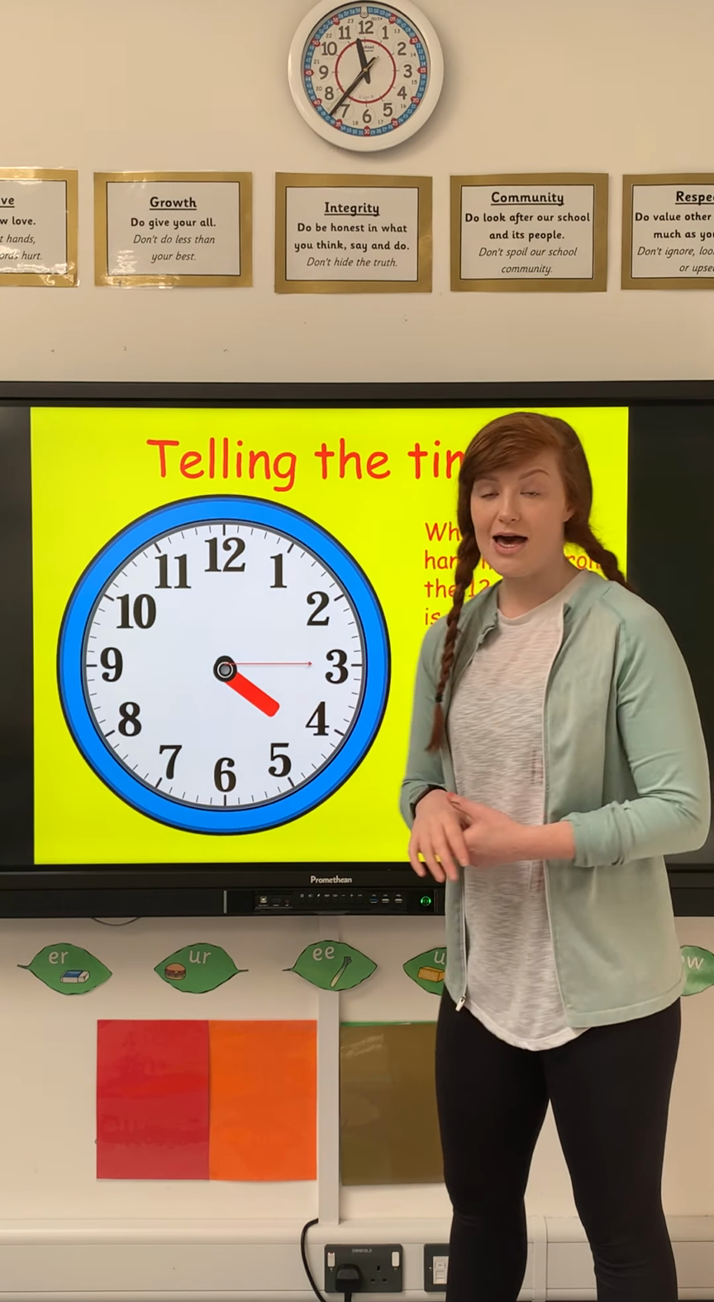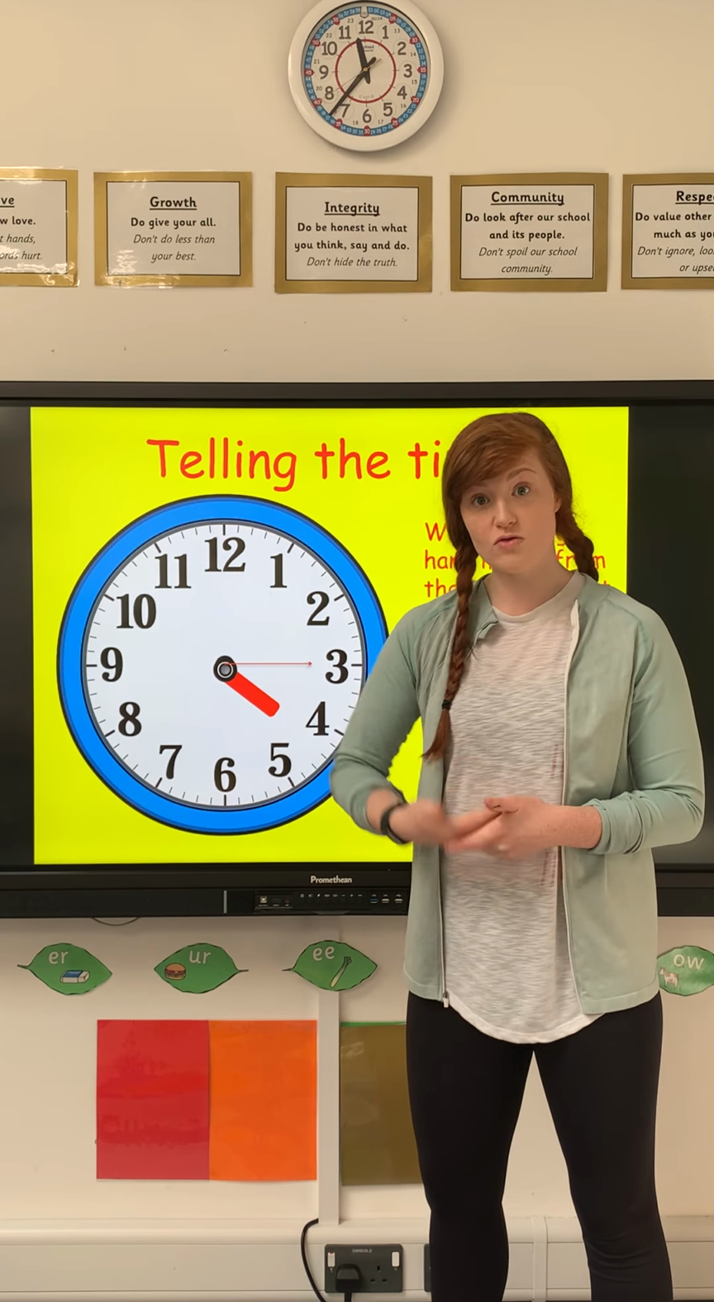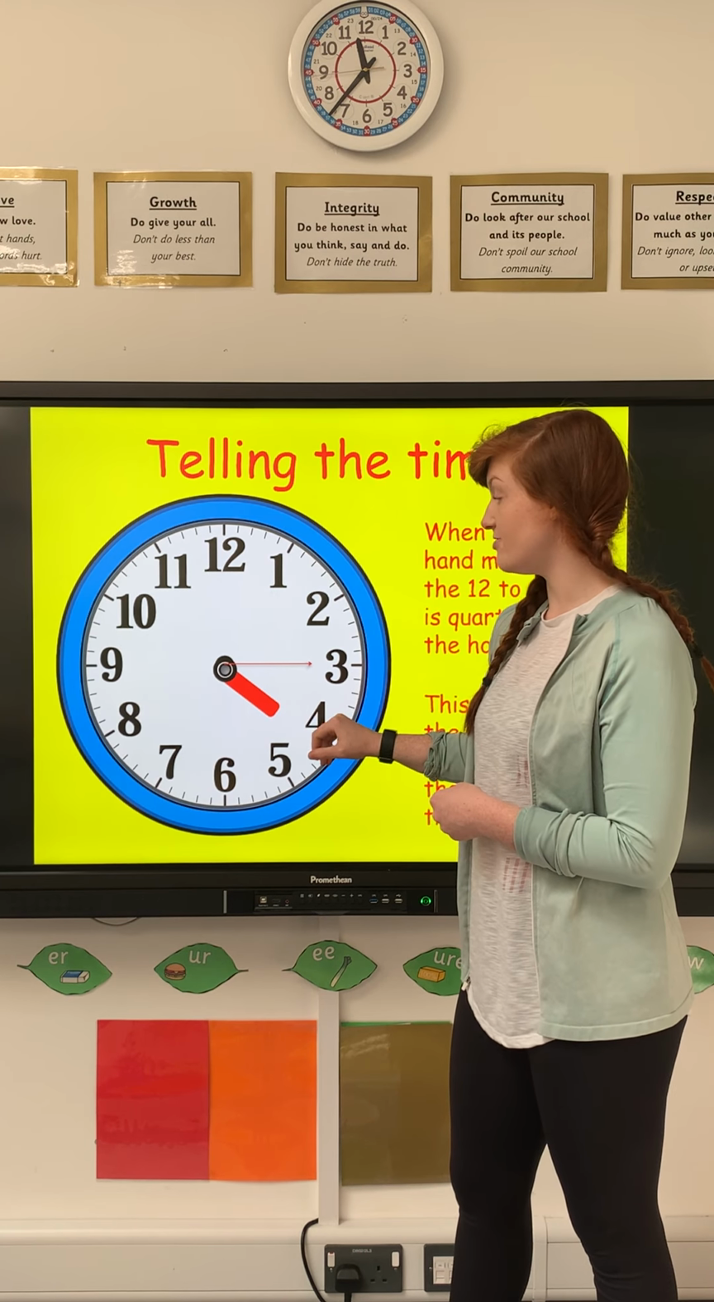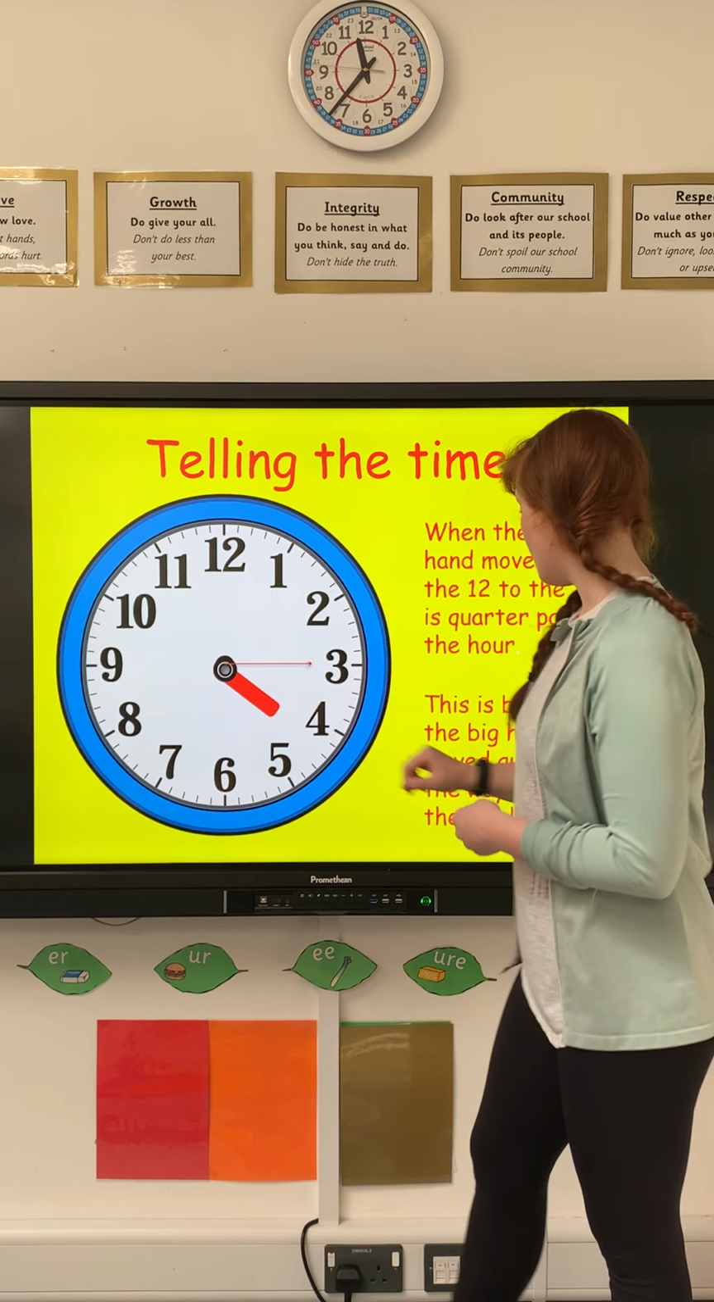The short hand, the hour hand, also moves a quarter of the way past the hour as well. So it moves a quarter of the way past the 4. So it would be quarter past 4.